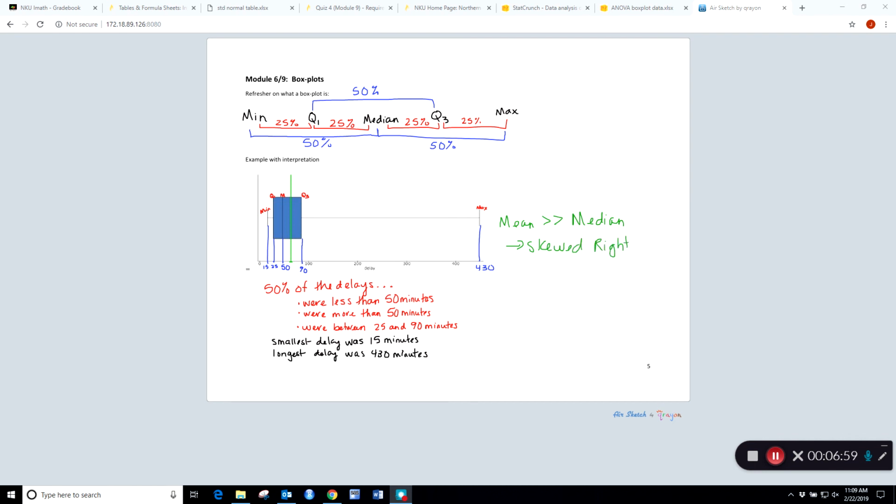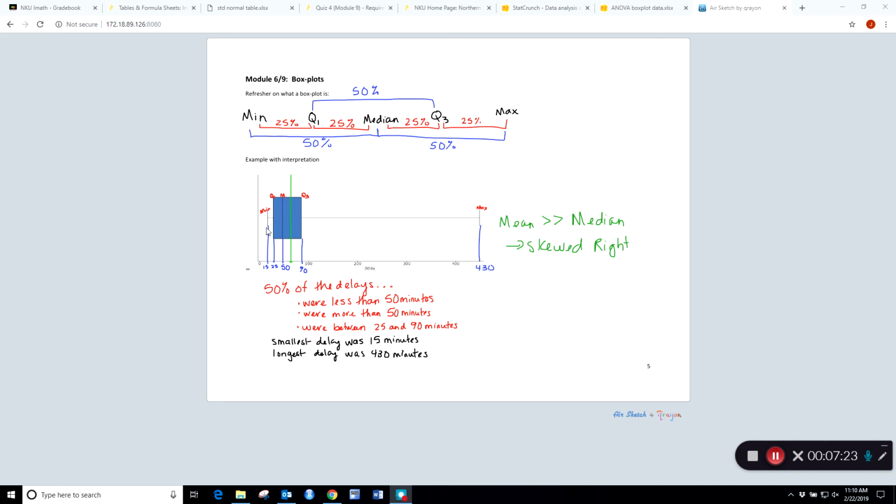I can also see that with the fact that this is such a very long value, right? Because again, keep in mind what these values are telling me. 25% of my delays were between 15 and 25 minutes. So that was a quarter of the values. Another 25% was between 25 and 50 minutes. Another 25% were between 50 and 90 minutes.